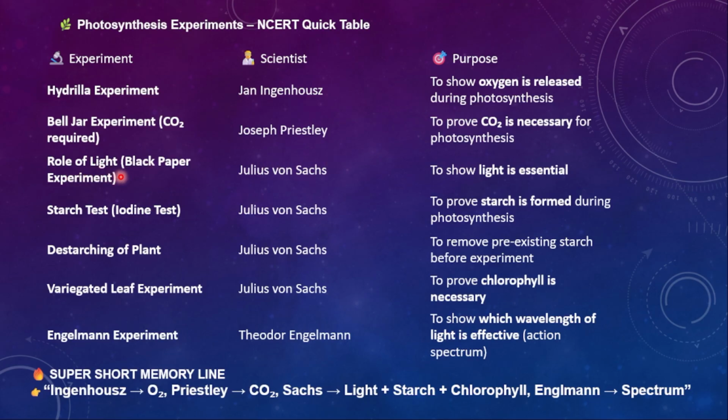Role of light: the black paper experiment, done by Von Sachs to show that light is necessary. Starch test, that is the iodine test, done again by Von Sachs to prove that starch is formed during photosynthesis. And destarching of the plant, by Julius Von Sachs again, to remove pre-existing starch before the experiment.